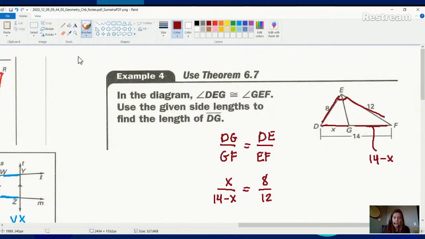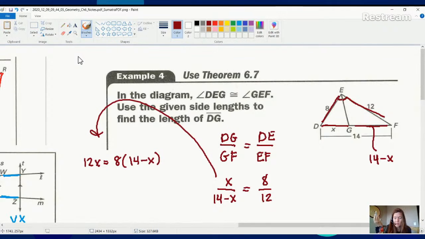Okay, so now we have a proportion we can solve, and I'm going to take my proportion up here so I have a little more room. So I'm going to cross multiply, and I'll get 12x equals 8 times 14 minus x. Don't forget to keep the 14 minus x in parentheses, right? Then you get to use my favorite property, the distributive property, right? Who doesn't want to do that? So 12x equals 8 times 14 is 112 minus 8x. That's what happens when I distribute my 8, right?